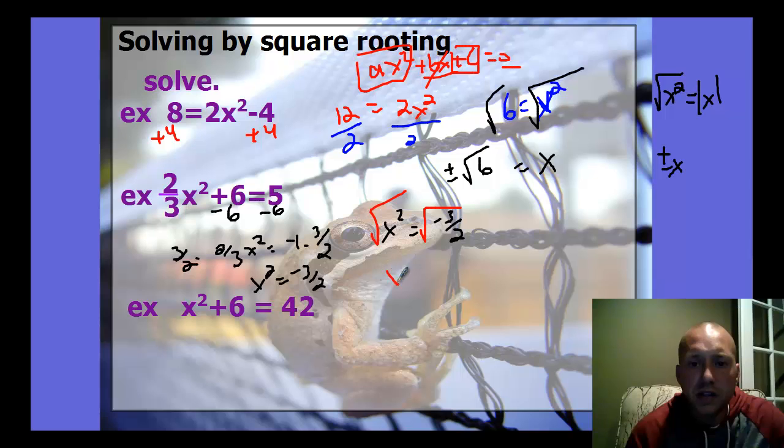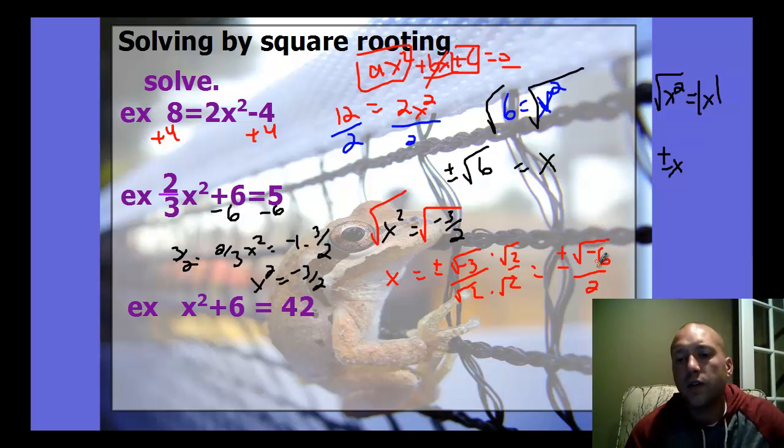We square root both sides here, we find that x is plus or minus the square root of -3/2, which we can write as the square root of -3 over the square root of 2. We can multiply that by square root of 2 over square root of 2, which ends up getting plus or minus the square root of -6 over 2. And so this is rationalized, but we have the negative in the square root, and we'll talk more about that tomorrow.